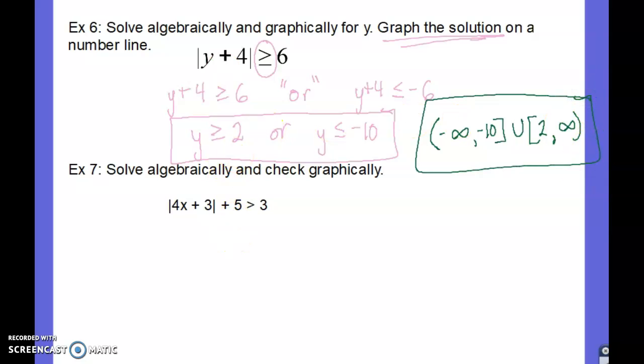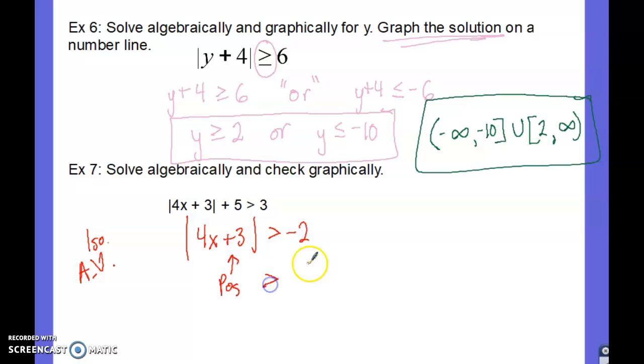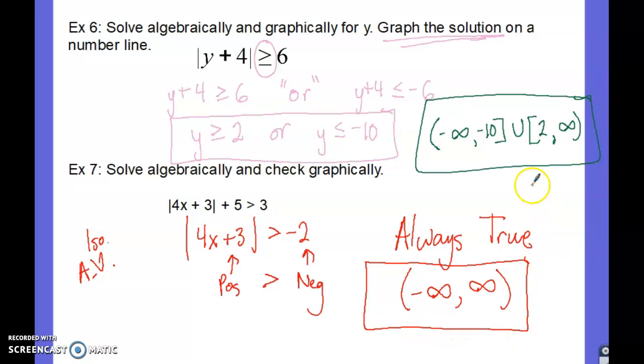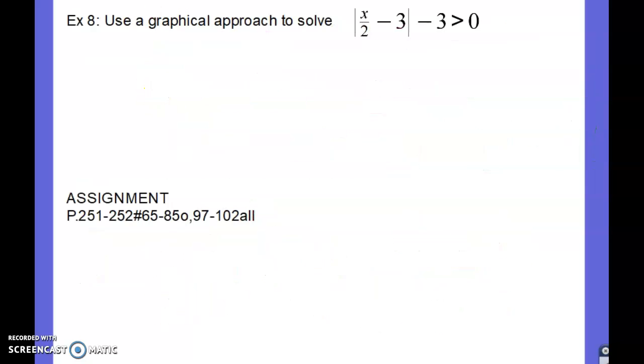And then this next one is very similar in the sense that you want to isolate the absolute value. Well, when you do that, now be a good critical thinker, because when you subtract 5 over, you get negative 2. And again, be a good critical thinker. This is a positive is greater than a negative. This is always true. So don't work through a problem when it's obvious that the answer for x is all real numbers, or in interval notation, negative infinity to infinity. Again, pause the video, really soak this in. Make sure you understand before attempting the problems on your own.